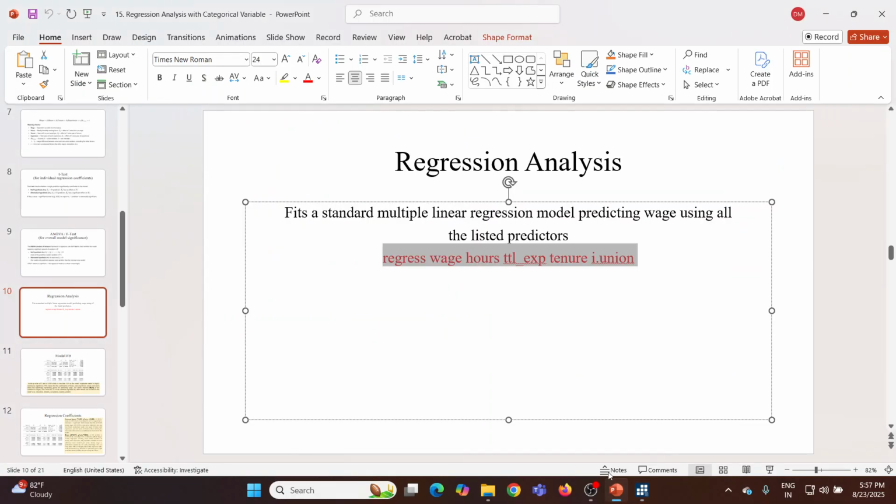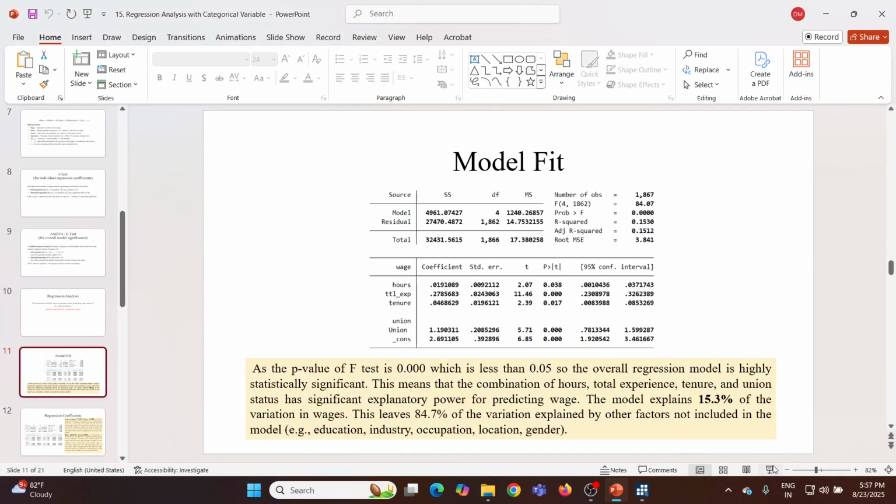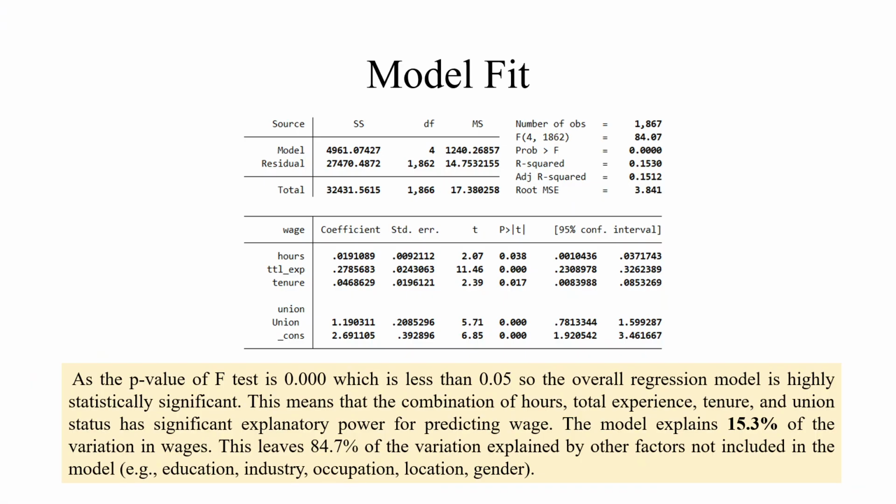Now let's do the interpretation. We'll start first with the model fit. Is the model fitting or not? So this p-value is, as we have discussed for ANOVA, the same thing. The p-value of the F test is 0.00, which is less than 0.05. So the overall regression model is highly statistically significant. This means that the combination of hours, total experience, tenure, and union status has significant explanatory power for predicting wage. Wage is our dependent variable.